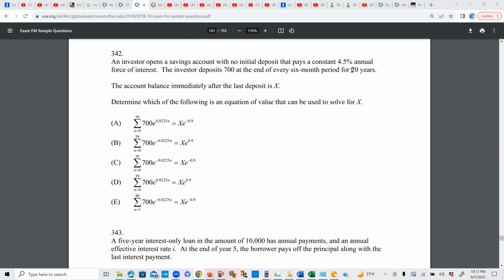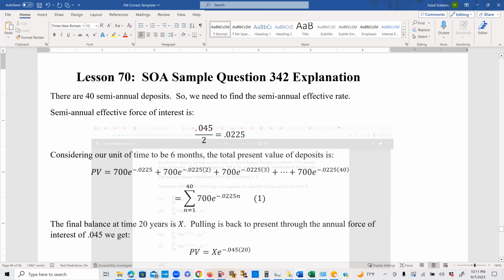So deposits happen every 6 months for 20 years. That means they happen twice a year for 20 years, so there are 40 total deposits. The annual force of interest is 4.5%, so the 6-month force of interest would be 4.5% divided by 2.